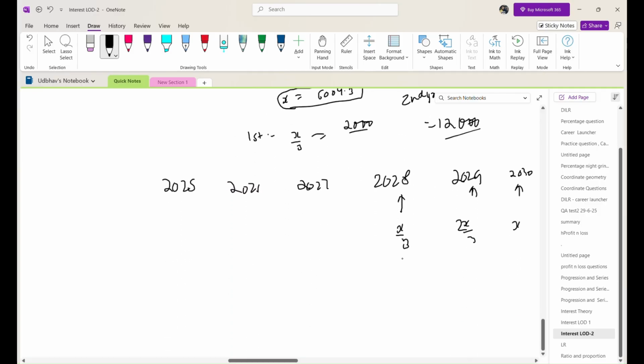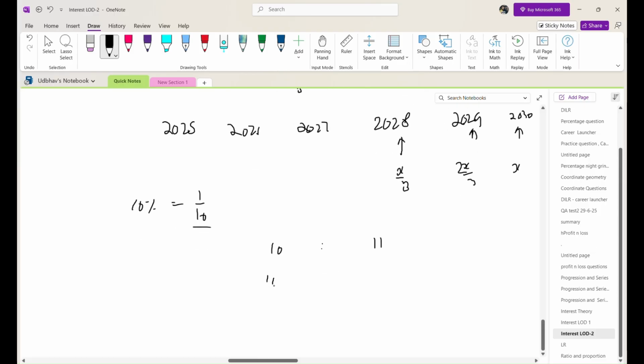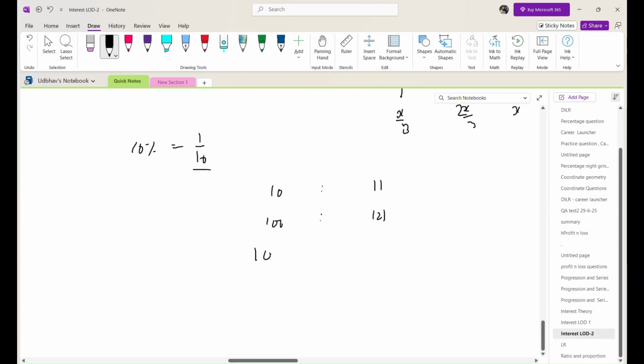But here, let's see. I'm not going to solve it with the conventional method. It's a longer one. I'm going to solve it with the trick. So with the trick, our rate of interest was 10%, so we'll write 1 upon 10. We'll use 10, 11. We'll square it: 100, 121. And for the third year, 1000, 1331.